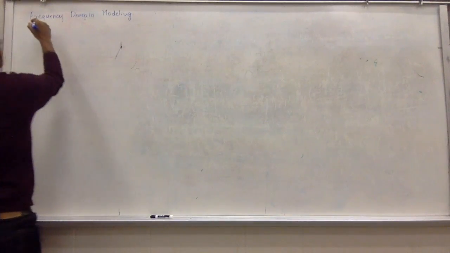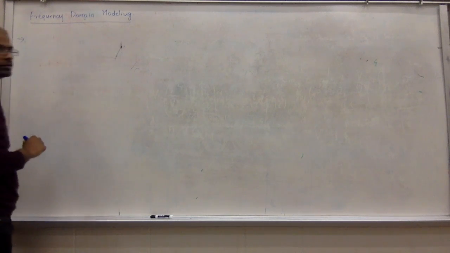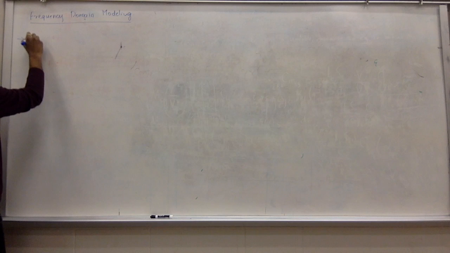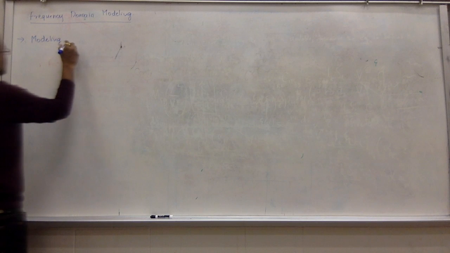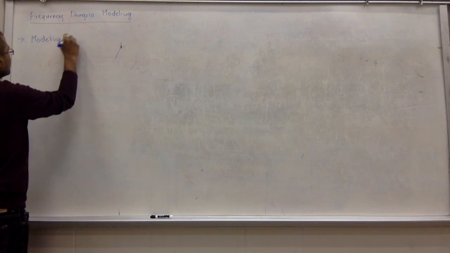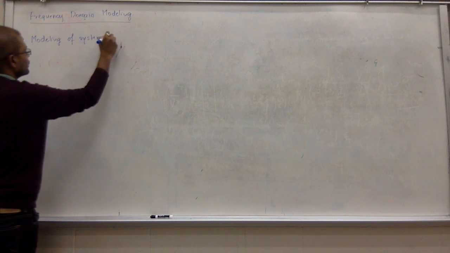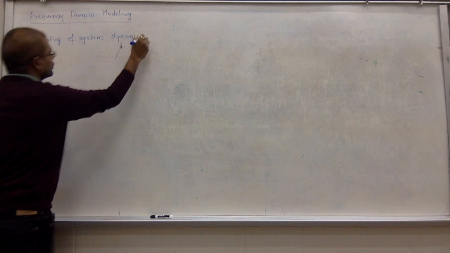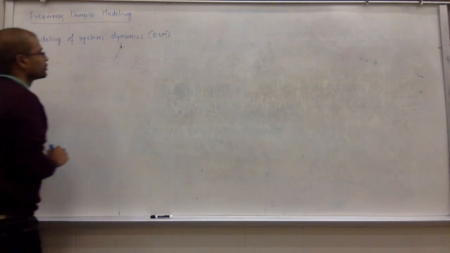What is frequency domain modeling? Frequency domain modeling is when you create models based on motion, equations of motion. Modeling of system dynamics, or equations of motion. System dynamics are generally equations of motion.